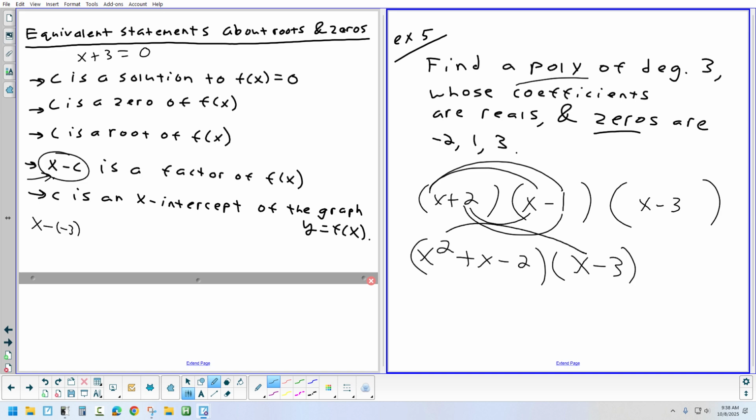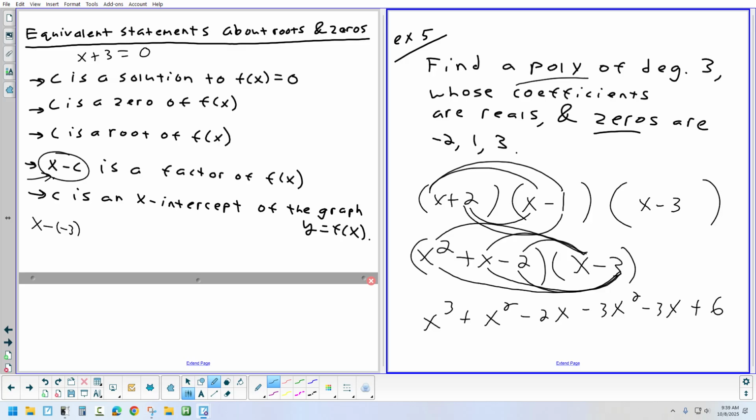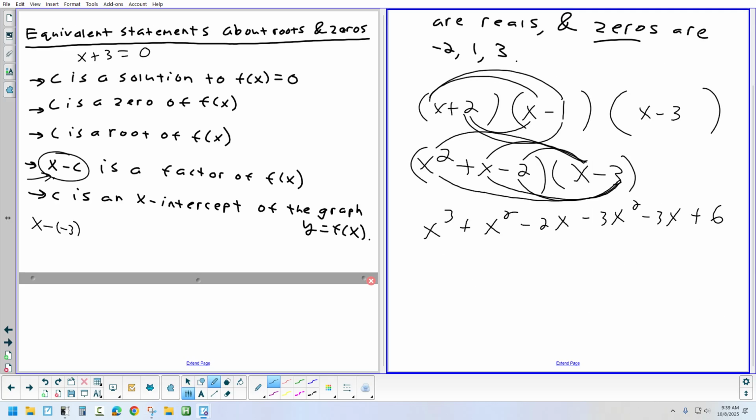What's x times x squared? X cubed. x times x, x squared. x squared, x times negative 2, negative 2x, and now this one, negative 3 times x squared, negative 3x squared, and negative 3 times x, negative 3x. And lastly, negative 3 times negative 2, positive 6. Combine your like terms, and that is going to be the answer.